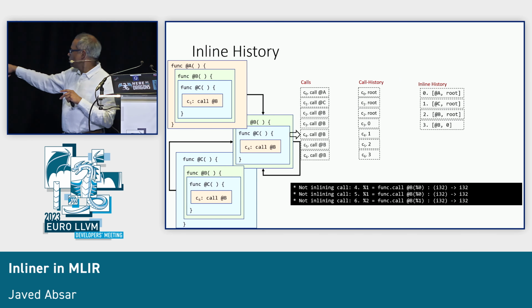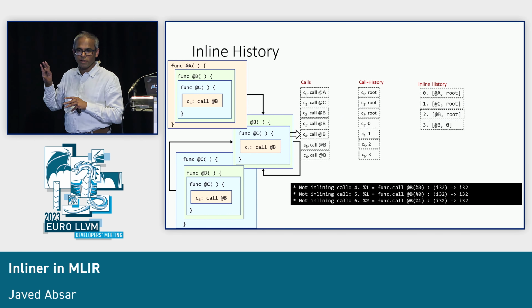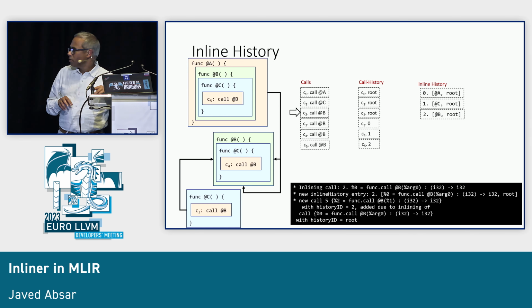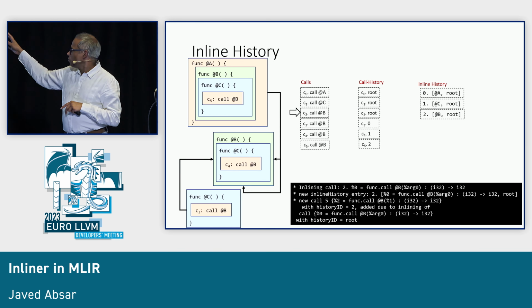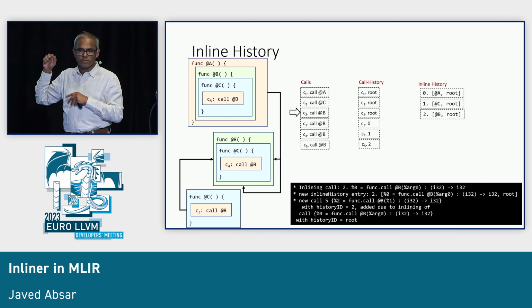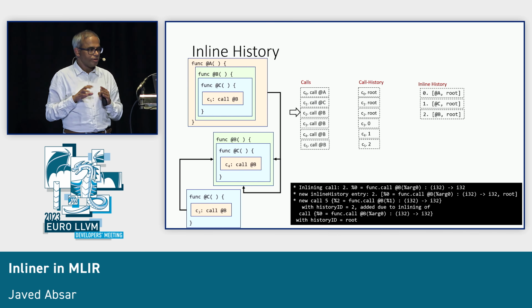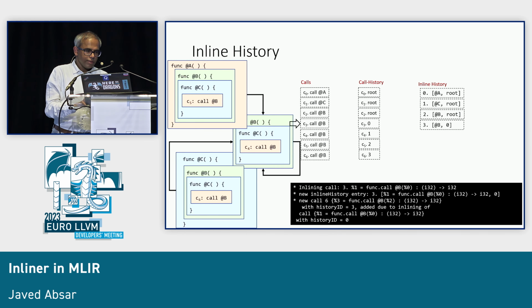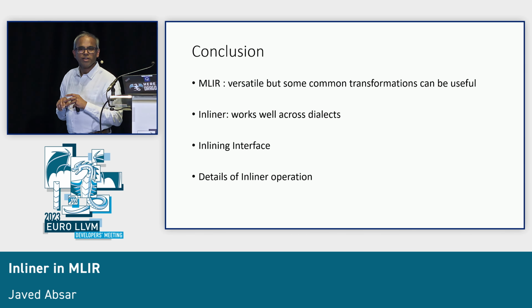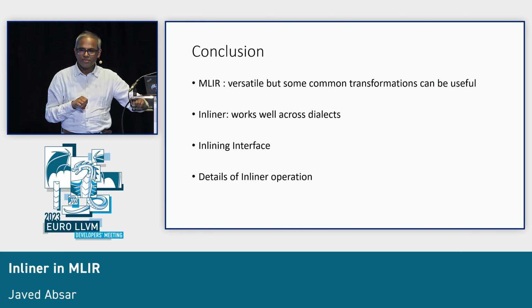The things you see on the right-hand side are the debug prints. When you are stuck and confused about why the inliner is behaving this way, just turn on these debug prints, and you can interpret the diagram above; there is a correspondence with what you see written below. This helps you when you are stuck and want to improve the inliner in some way. And that's it. This is how the inliner in MLIR works. And thank you.